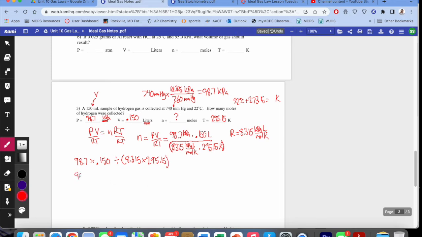Or you can say 98.7 times 0.150 divided by 8.315 and divided by 295.15. Both of these will get you the same answer. Let's see, what would you get? 98.7 times 0.150 divided by 8.315 and also divided by 295.15, and we would get 0.0060.